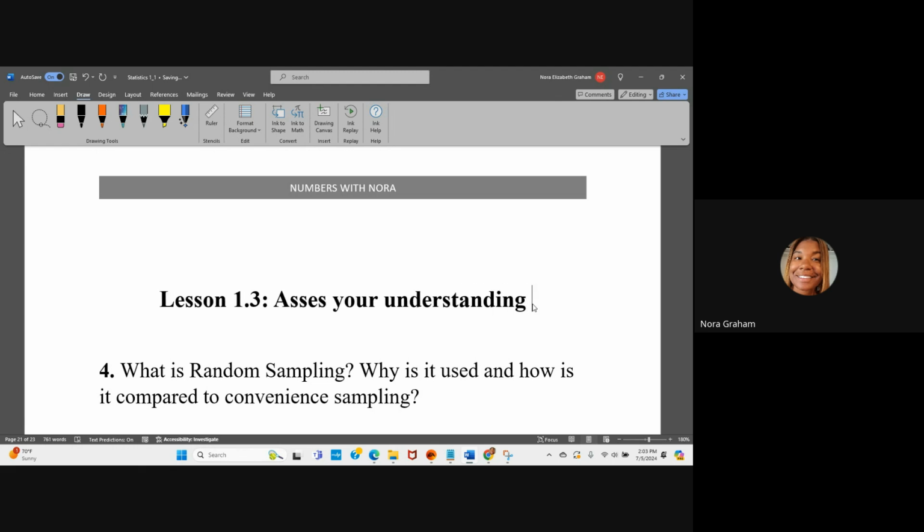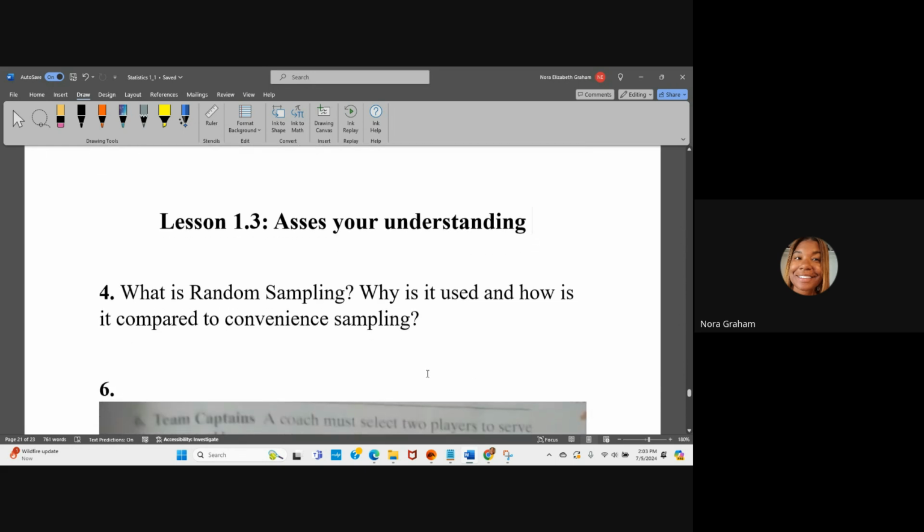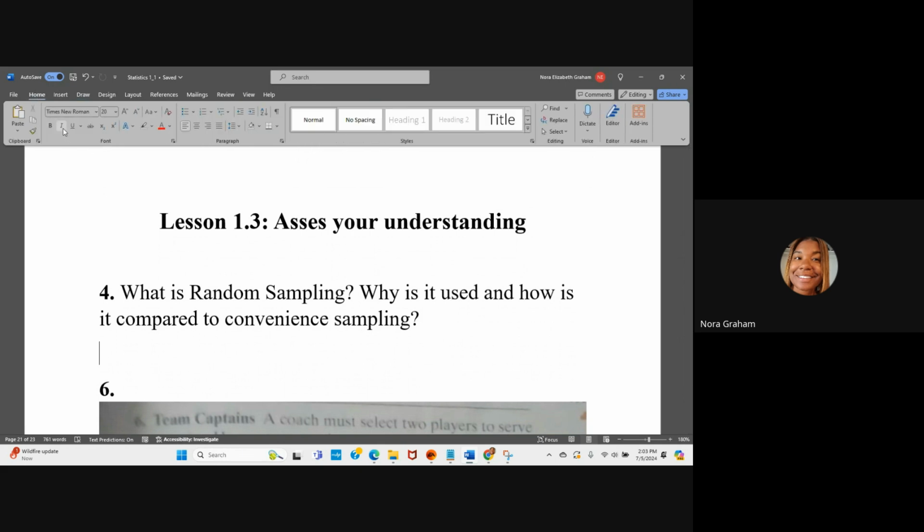For this one, I'm just going to do the even numbers for 4 through 8. If you want to see any of the other ones, let me know. I think these are the most important ones to grasp understanding of. So for number 4, this one says, what is random sampling, why is it used, and how is it compared to convenience sampling?